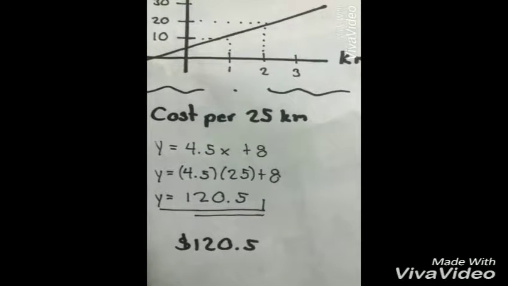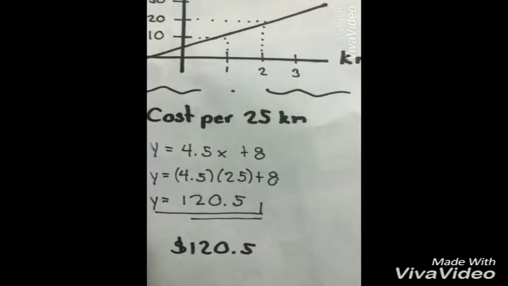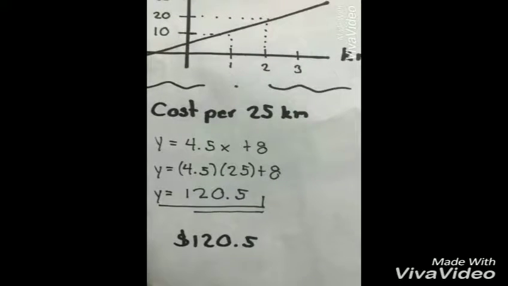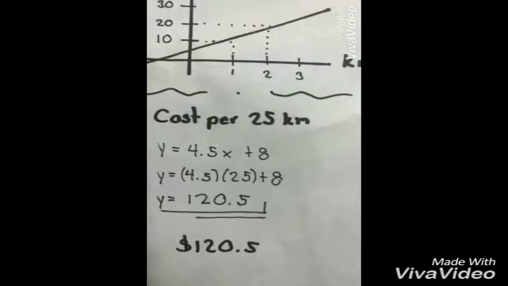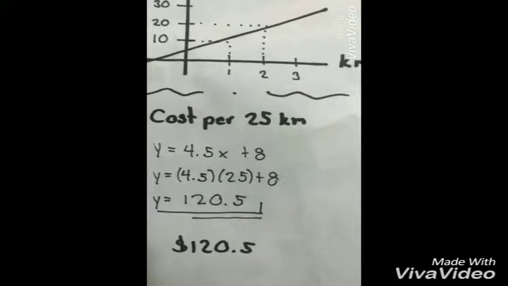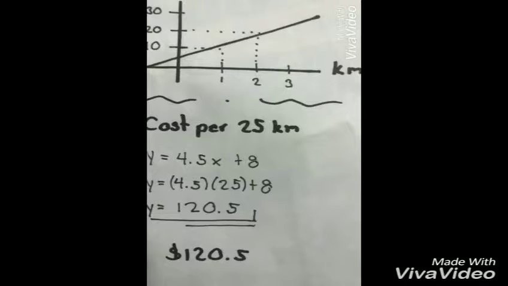Now we want to know the cost for 25 kilometers. We have to substitute the values, and we have y is equal to 4.5x plus 8, and then we multiply and substitute the values, and finally we have that y is equal to 120.5, and that is the cost for 25 kilometers.